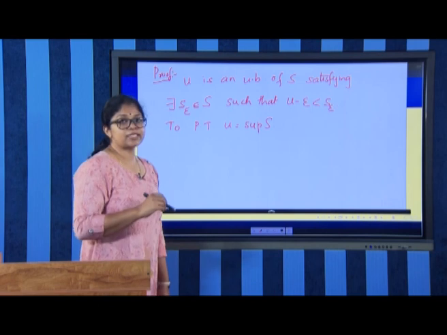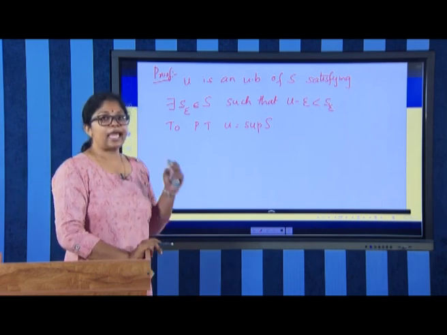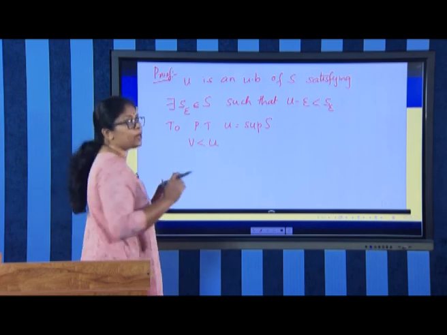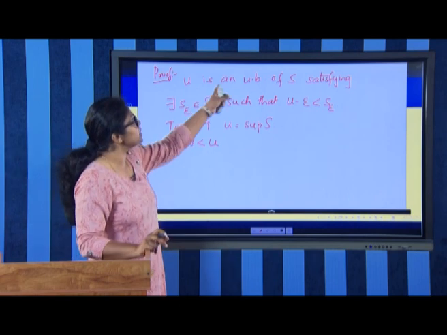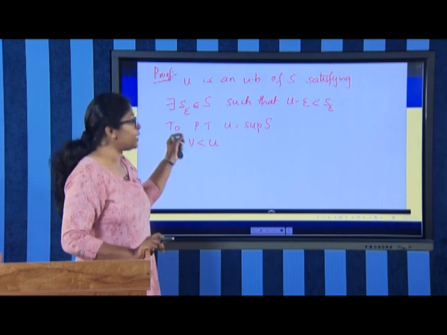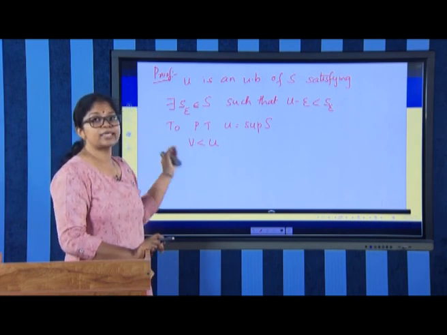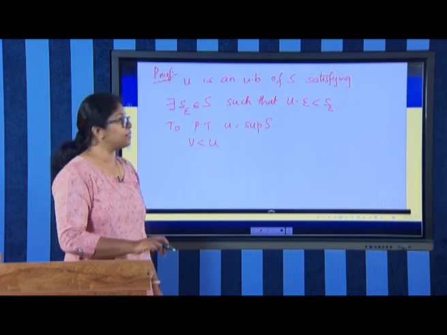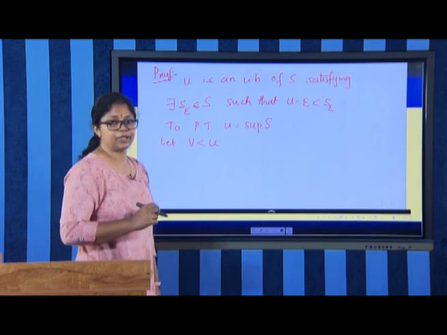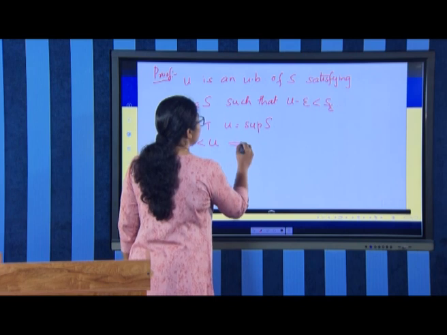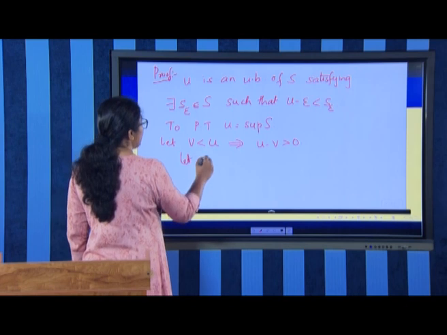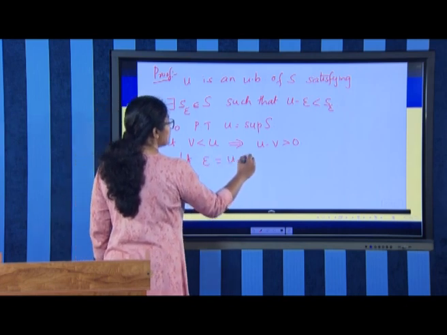Now, what is required to prove? Any element v in R which is less than u cannot be an upper bound, because by assumption u is given to be an upper bound of the set S. So, we require to show that none of the real numbers less than u can be an upper bound of S; then definitely u becomes the supremum. So, let v be less than u. Then u minus v is greater than 0. Let us take epsilon equal to u minus v.